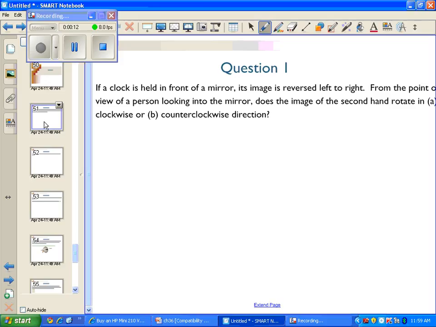Here, we're asked the following. If a clock is held in front of a mirror and its image is reversed right to left, from the point of view of the person looking into the mirror, how does the image of the second hand rotate? Is it clockwise or counterclockwise? In fact, it is counterclockwise because right is reversed to left and clockwise is reversed to counterclockwise.